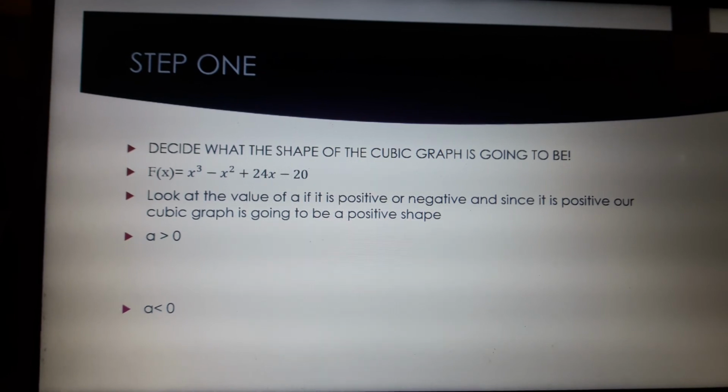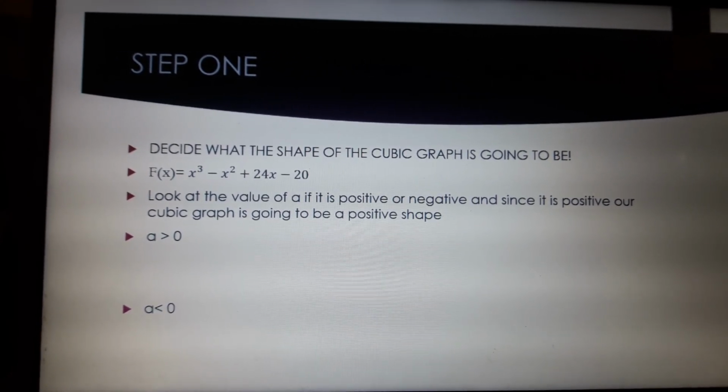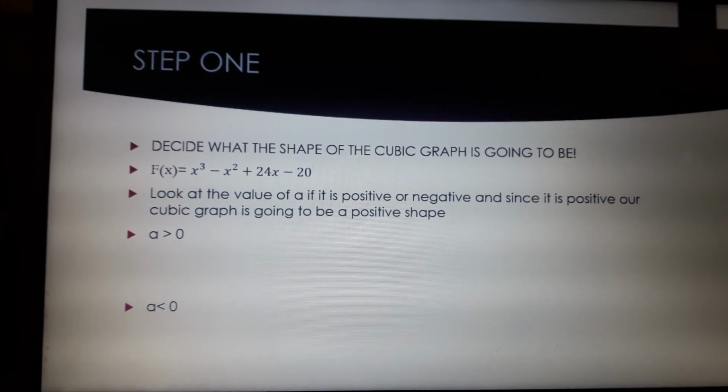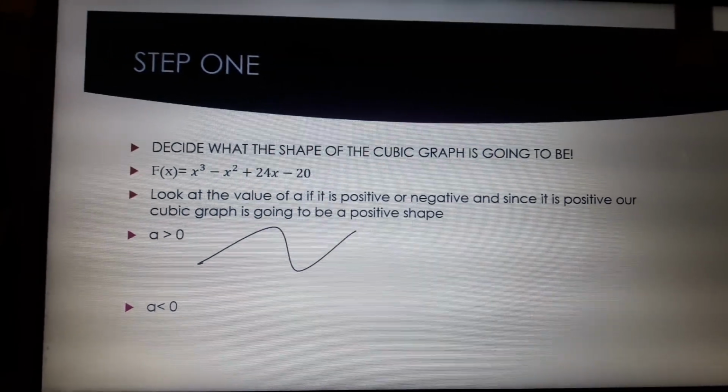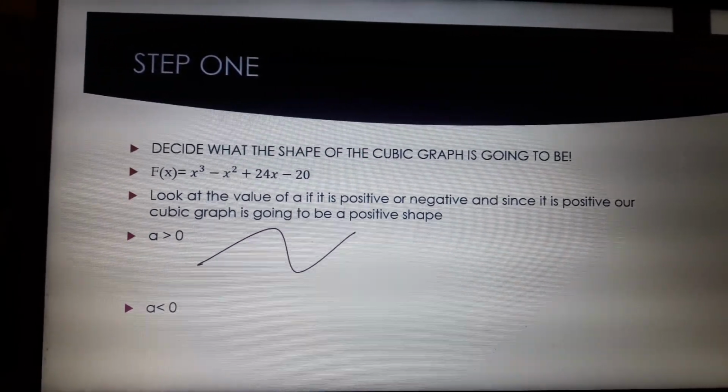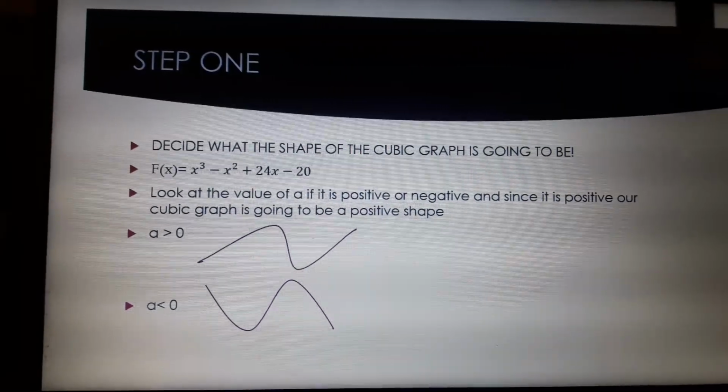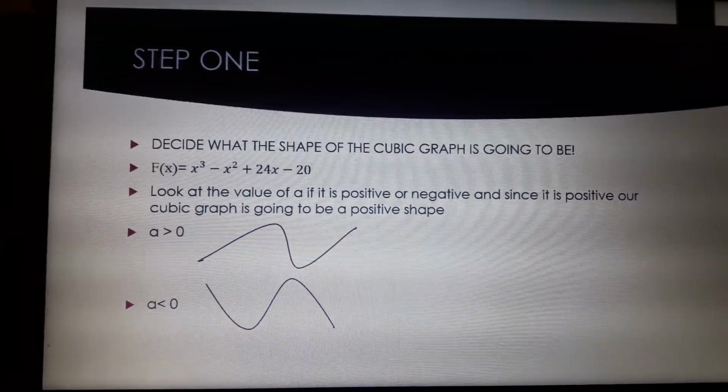However, when a is less than 0, then the graph is going to be negative, like that. So when it's positive, it shapes like that. Then when it's negative, the shape looks like that.